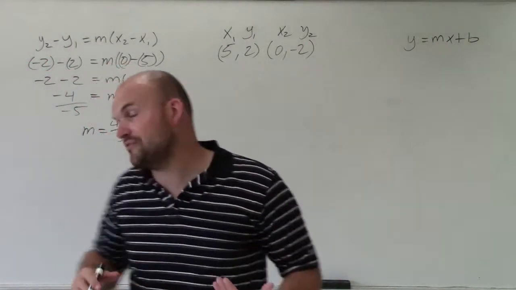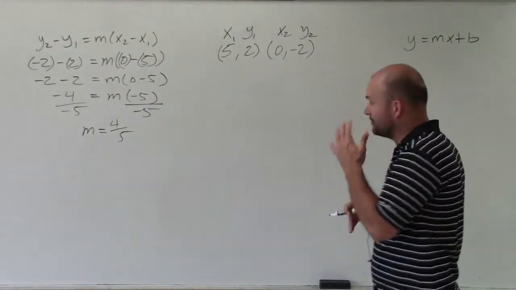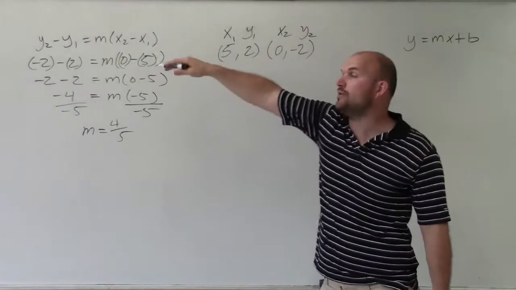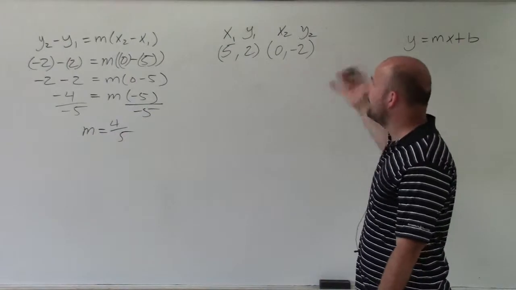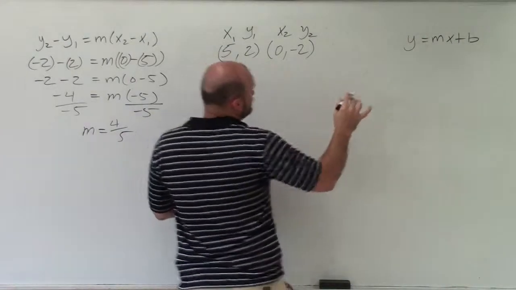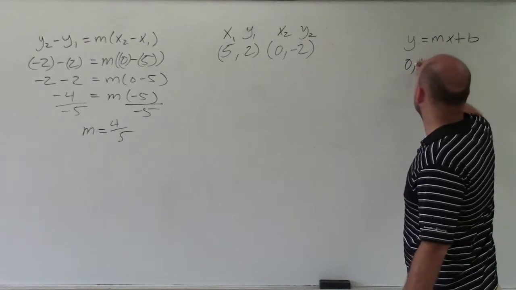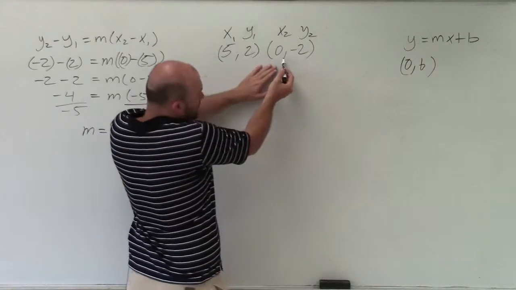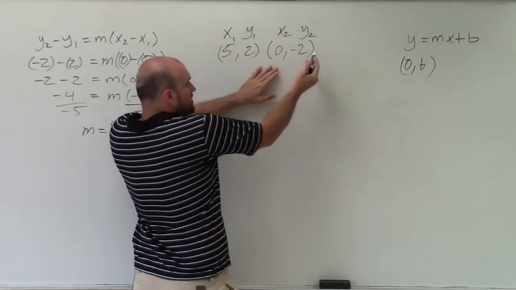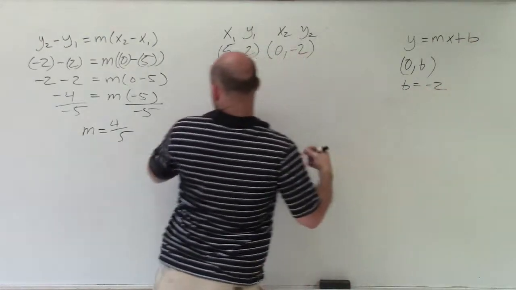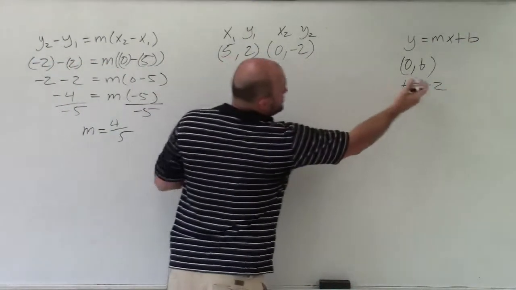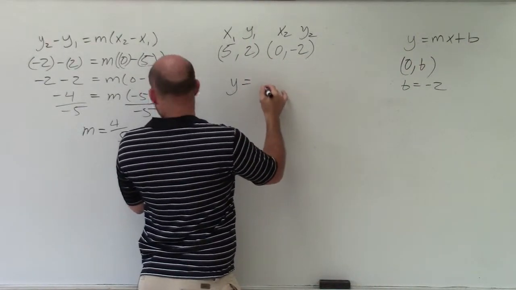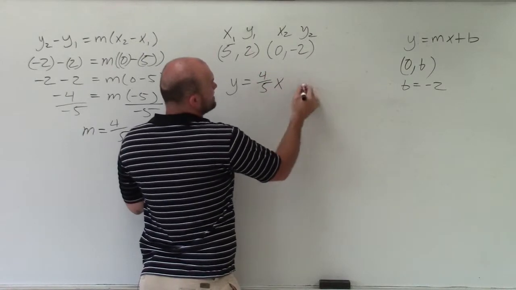So now that we have a positive 4/5, the next thing we need to do is determine our y-intercept. And what I like to do, when I'm using point-slope form, is I could easily plug in one of these points again into that equation. However, I noticed that the y-intercept of an equation in slope-intercept form is always 0 comma b. So I noticed that this coordinate point is 0 comma negative 2. So therefore, b is just equal to negative 2. So now that I've solved for m, I can just use my value of b to write my equation in slope-intercept form. So I have y equals 4/5 x minus 2.